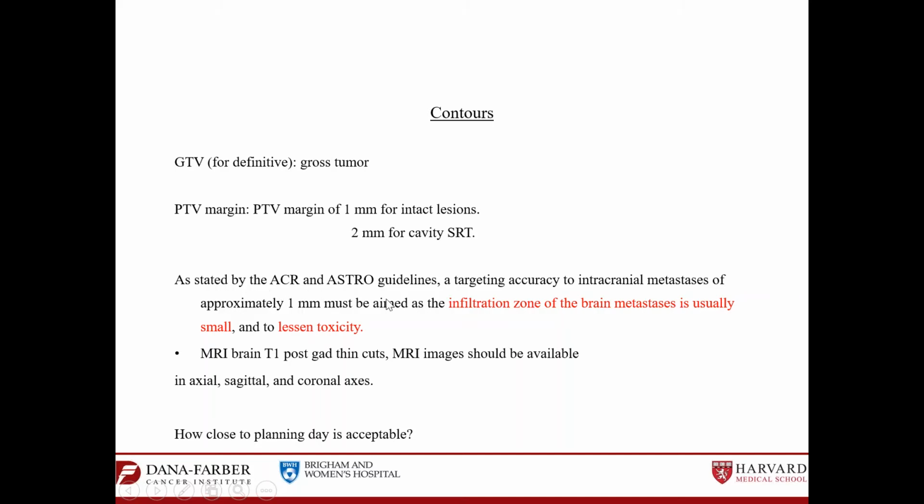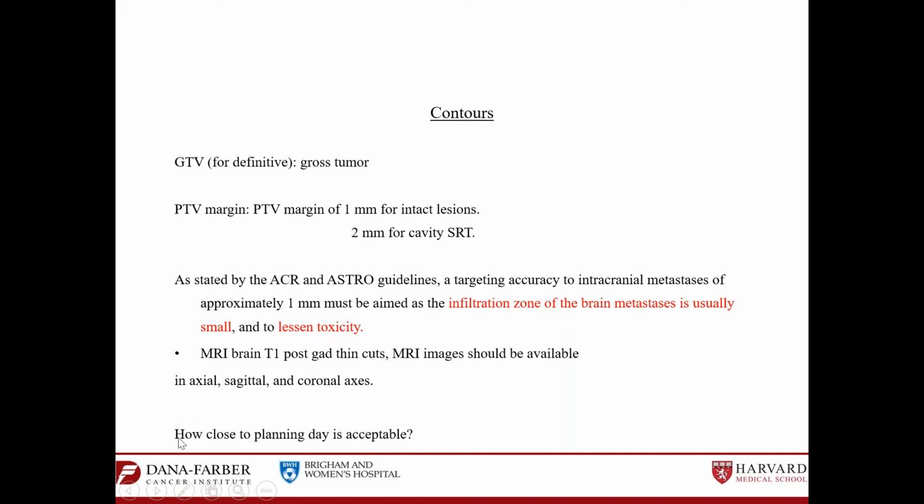As stated by the ACR and ASTRO guidelines, targeting accuracy to intracranial metastasis of approximately 1 millimeter must be aimed for, as the infiltration zone of the brain metastasis is usually small and to reduce toxicity. If you remember when we were discussing the contamination zone around the intact enhanced lesion in a brain metastasis from lung, breast, and those primaries, they were not going beyond 1 to 2 millimeters. So you are very good in covering with a 1 millimeter PTV. That's the meaning of that statement.